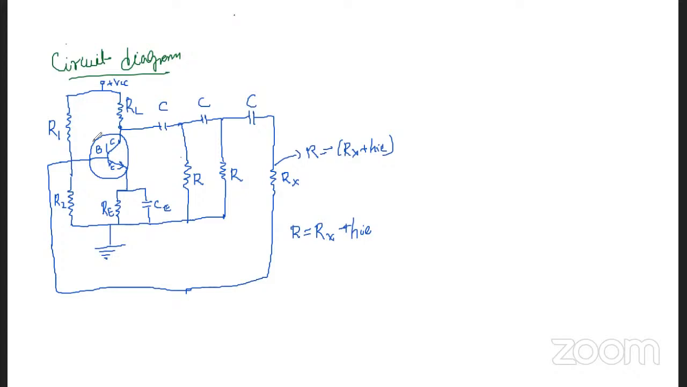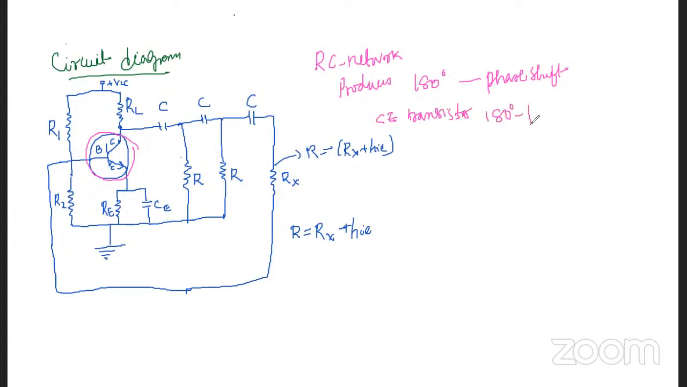The RC network produces a phase shift of 180 degrees. An additional phase shift of 180 degrees is required, and that is produced by the common emitter transistor. So with the help of the CE transistor, we get 180 degrees of phase shift.